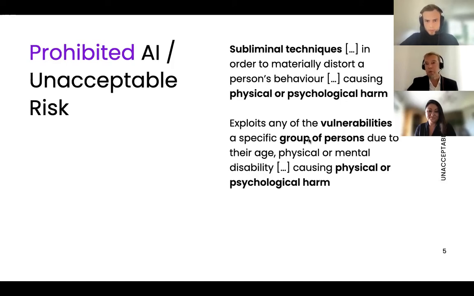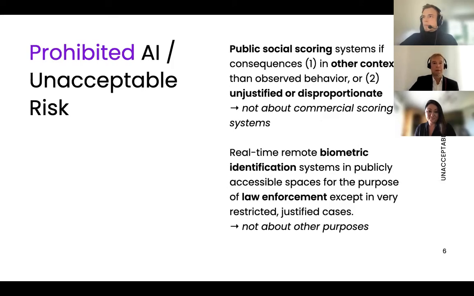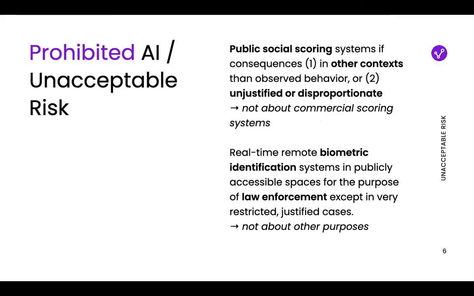An example for this second group of prohibited AIs might be a system that exploits the good faith of children to encourage them to illegal behavior, such as drug consumption or such. Then the third definition for prohibited AIs comprises public social scoring systems, but only if the consequences of these systems are used in other contexts than the observed behavior, or if the consequences are unjustified or disproportionate. Please also note that this definition is not about commercial social scoring systems, it's only about public social scoring systems. So commercial social scoring systems do not directly fall into this category.